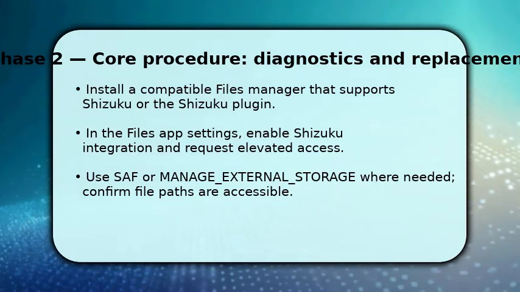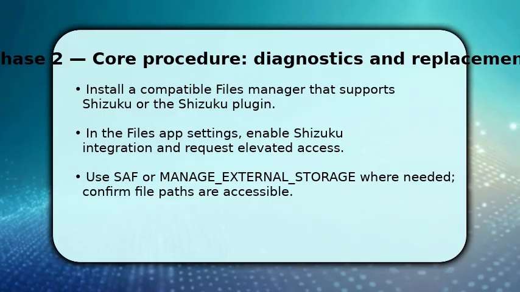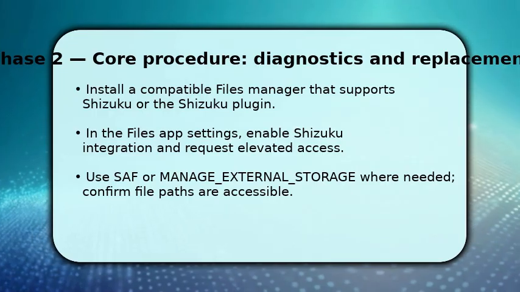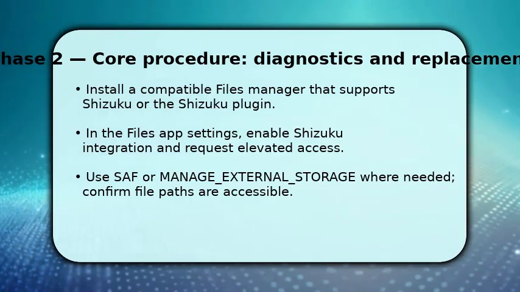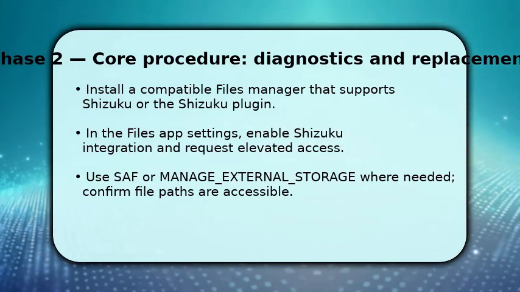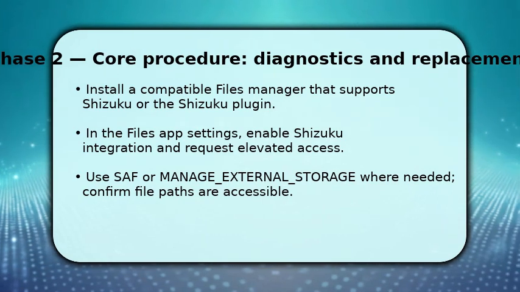Make sure the app requests the right APIs, SAF for scoped storage, or manage external storage if supported. As you grant access, test by browsing protected folders. This confirms the bridge works. If the app supports command execution via Shizuku, you can run file operations directly for precision and faster batch work.